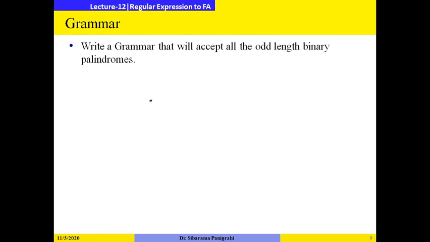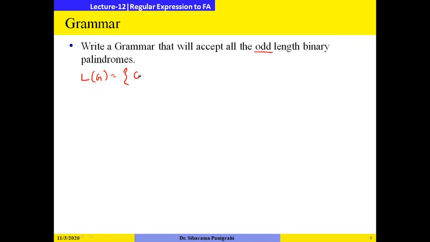So now let me write another grammar for the language. Write a grammar that will accept all the odd length binary palindromes. So here what we have to do? We have to write a grammar. So here the language is given. What is the language? All the binary palindromes of odd length.